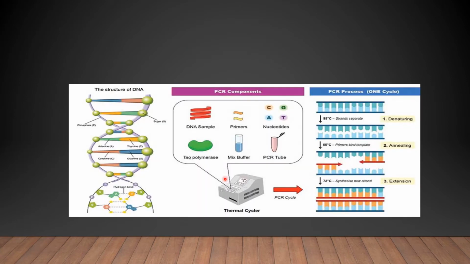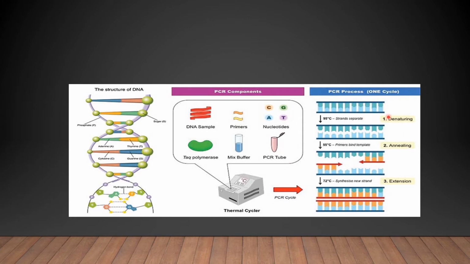So let us see the structure of DNA. Here you can see adenine, thymine, cytosine, guanine. These are the purines and pyrimidines, and these are the backbones. Here you can see the PCR components, where the red color you can see is the DNA sample, and these are the primers, and these are the nucleotides, and this is the Taq polymerase, and this is the buffer and PCR tube.